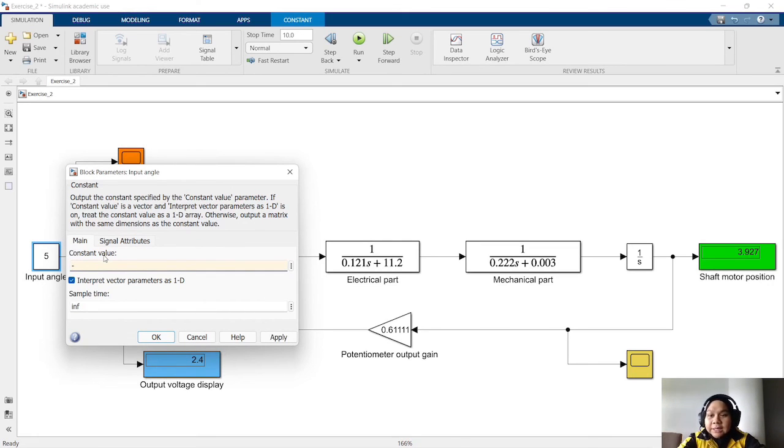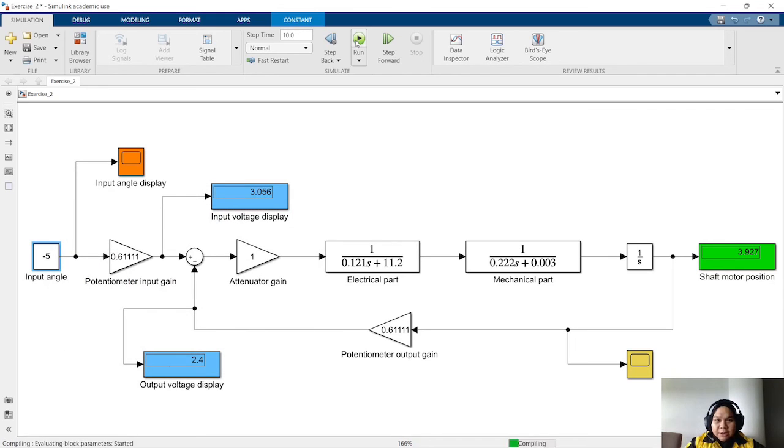Then we can change our input angle to negative 5, because we need to calculate for the anti-clockwise, and then we run our circuit again. This is the value for the input voltage, which is negative 3.056, and negative 2.4 for the output voltage, and for the shaft motor position we also get negative, which is negative 3.927.